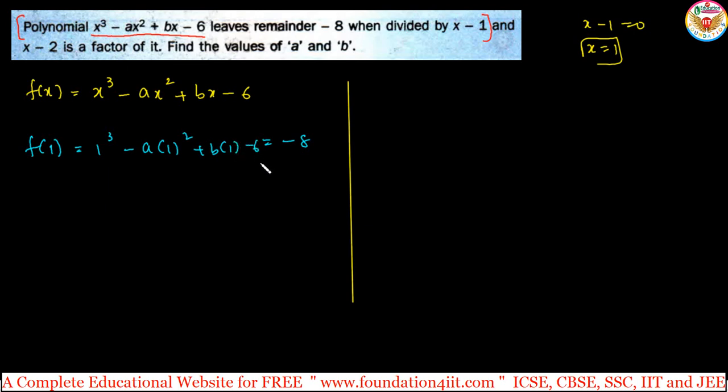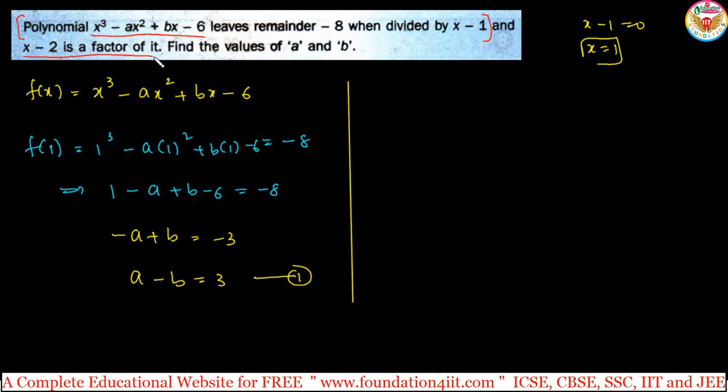This value you can simplify now. So finally we'll get 1 cube is 1, minus a plus b minus 6 is equal to minus 8. Then minus a plus b is equal to 1 minus 6, minus 5, take the right side, minus 3. Then if you multiply both sides by minus, minus a becomes plus a, minus b is equal to 3. You can even stop here, or make the first term positive. This is equation 1.